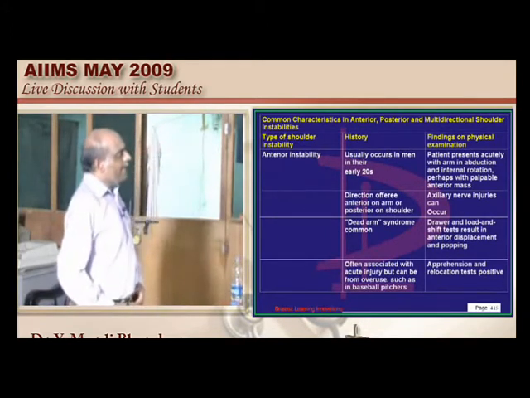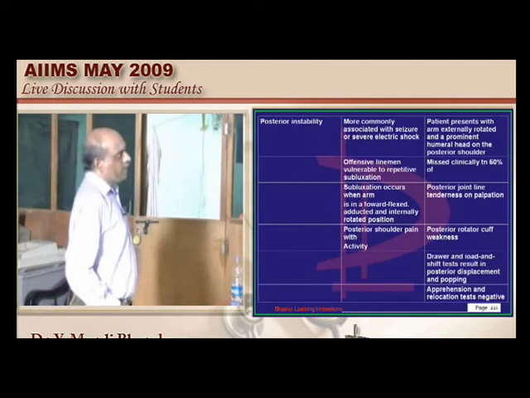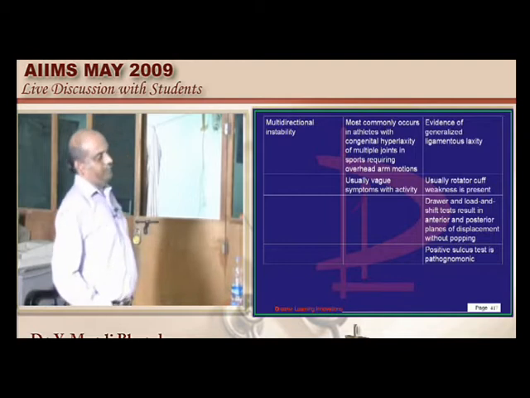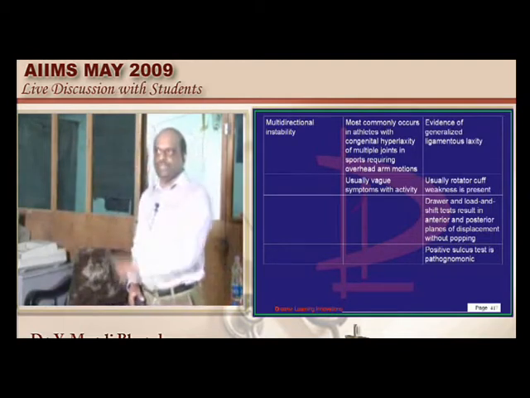If you want to check anterior stability, what you should do? Drawer test. If you want to check posterior stability, what do you want to do? And a multi-directional instability, what you want to do? Now let us quickly examine each of these tests.